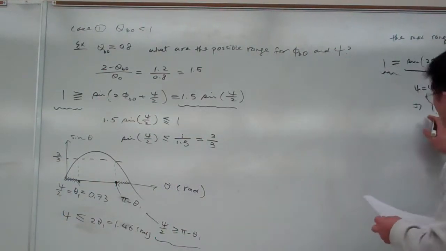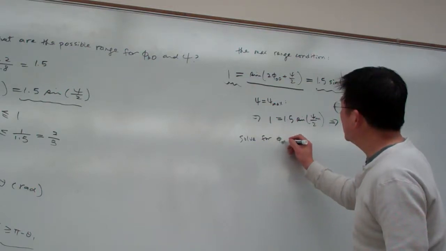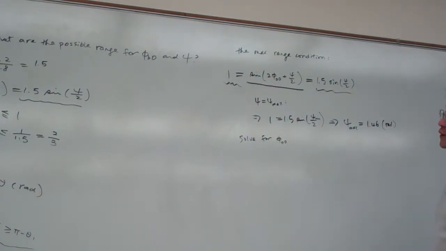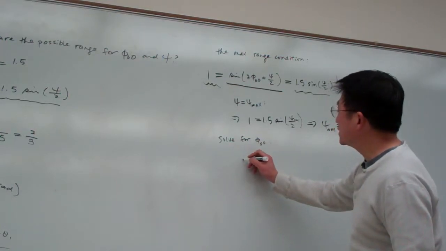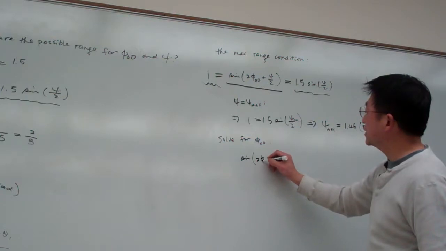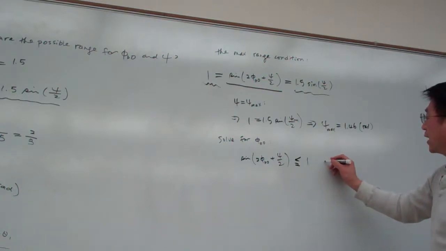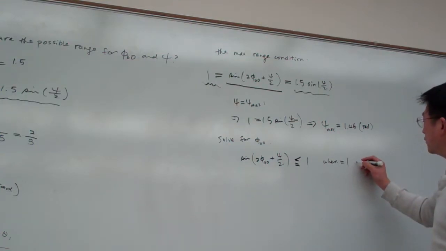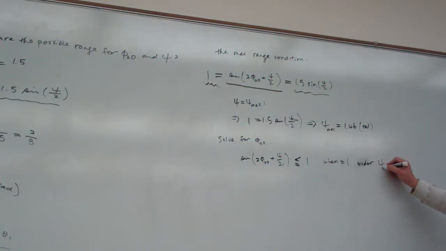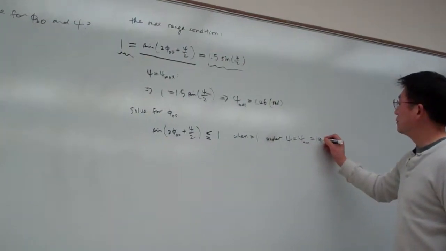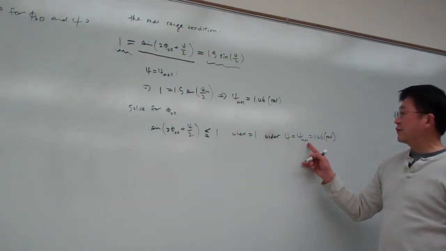Once we determine this step, the next step is to solve for VBO. For the VBO, again we have sine, following from this description here, (2VBO plus phi over 2), and in general it's less than or equal to 1, and it equals 1 under the maximum conditions, so that is the maximum. Okay, so the equality will happen only when this value equals this.